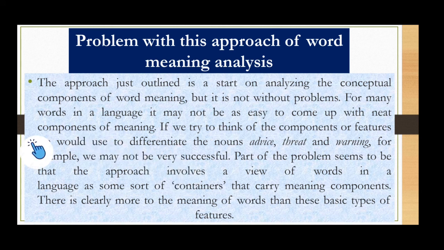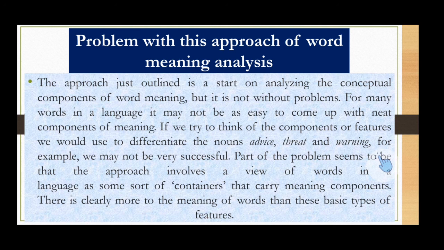How can we differentiate the meaning of the word advice from threat and warning, using the table that was given in the last slide? How do we know whether advice is a human being or non-human being, whether advice is animate or non-animate, whether advice is male or female? And how do we know whether a threat is a human being or non-human being, whether it is an adult or not an adult?